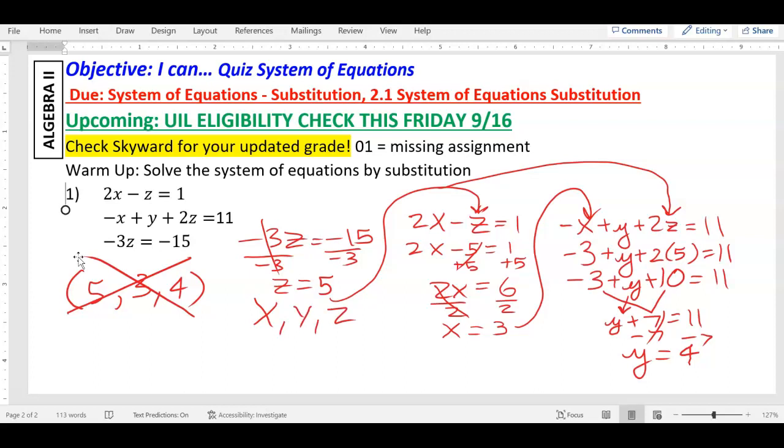All right. So what's my x? What's my y? What's my z? What am I going to put? 3, comma 4, comma 5, in parentheses. That's good. So again, you could do all that work and then pick the wrong one.